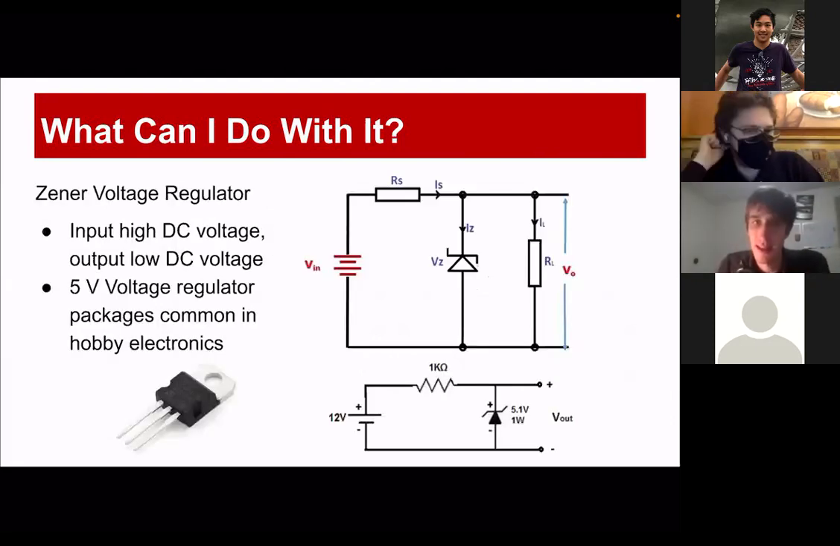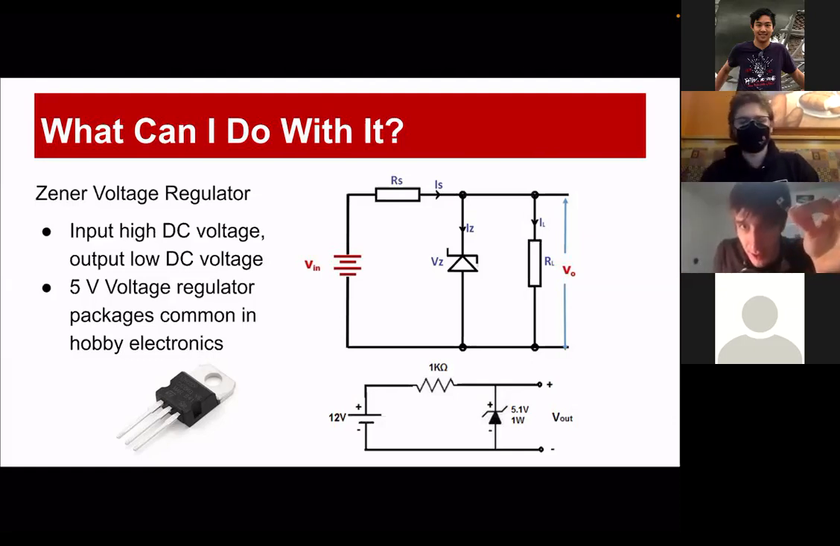So another use is a voltage regulator. If we apply a Zener diode in parallel with our load, and we have some resistance, we can have a much higher V in and regulate it to whatever the Zener voltage is. So we have a high DC voltage at the bottom there, 12 volts, and we regulate it to 5 volts. This usually comes in little 5 volt regulator packages.